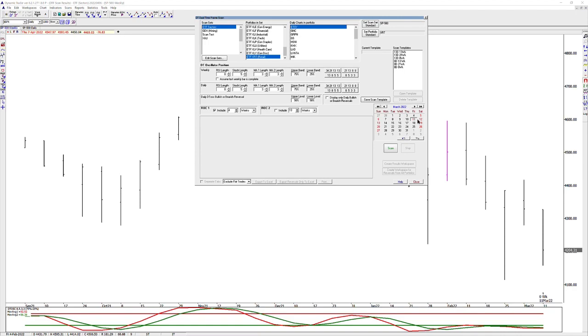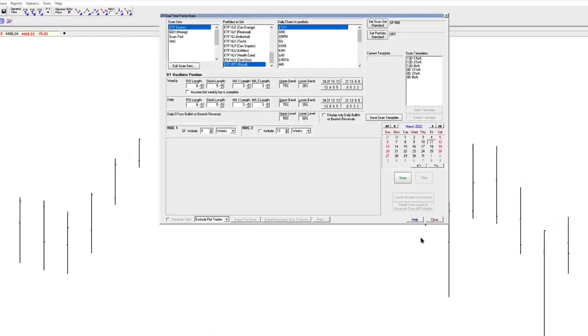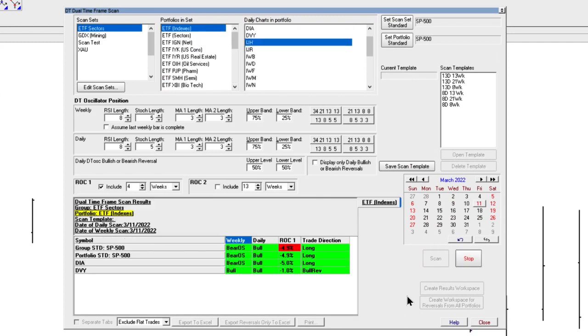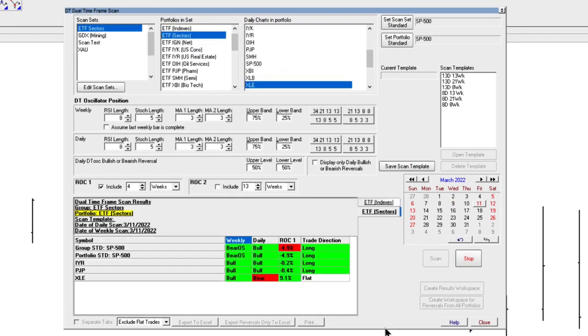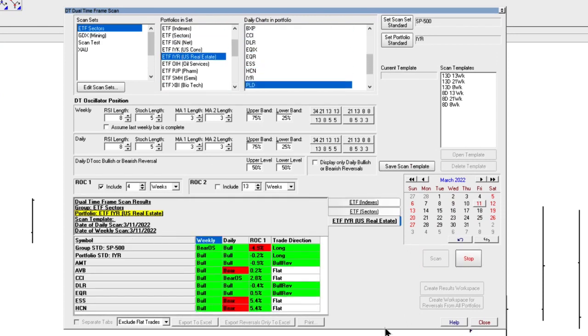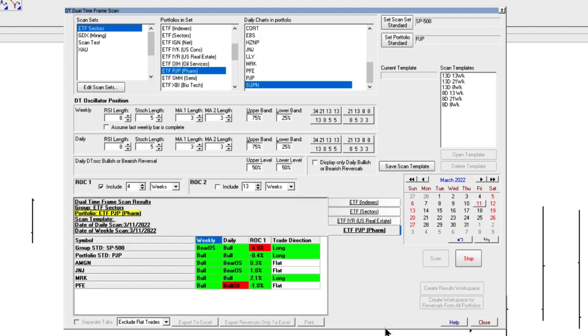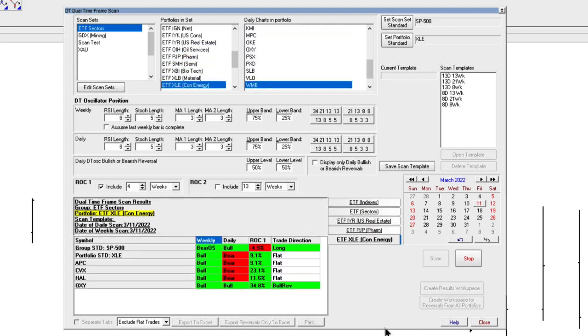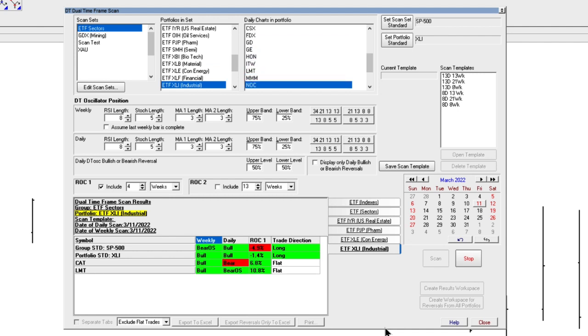So let's do this scan. I'm going to do it back on the 11th, that's the last bar in this chart. And I'm scanning for the weekly GT oscillator, the 8 lookback, and the daily also the 8. Those are relatively short lookbacks.